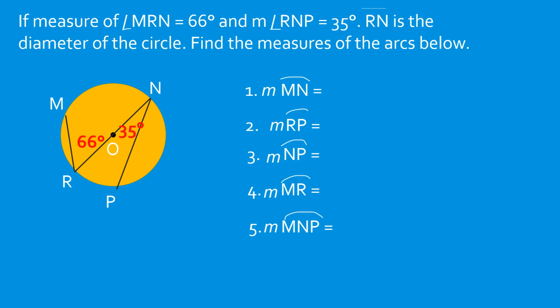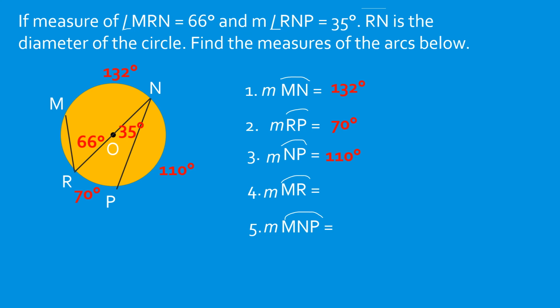So, if this is 66 degrees, therefore arc MN is equal to 132 degrees. And arc RP, if this is 35, therefore times 2, that is equal to 70. And NP, where is arc NP? Arc NP is here, or PN. This is 70. This is the diameter, it means half of the circle. 70, therefore NP is 110. So that's the measure of arc NP.